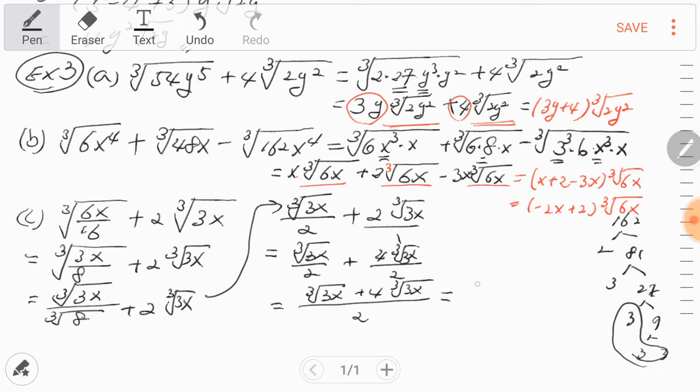So 1 plus 4 is 5 over 2, right? 5 over 2. So the numerator is 5 times cube root of 3x. Then you can separate the radical expressions. So 5 over 2 times cube root of 3x. So you can write the answer like this or like this, it's okay.